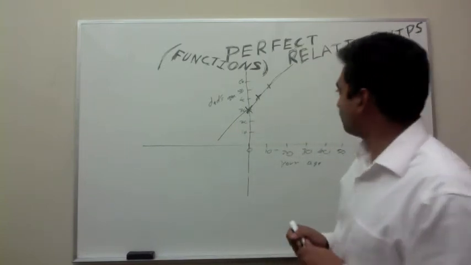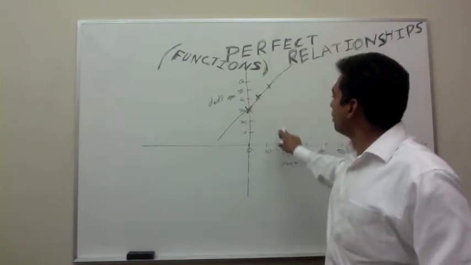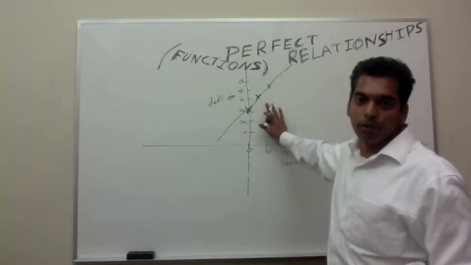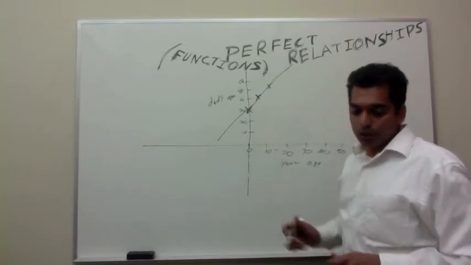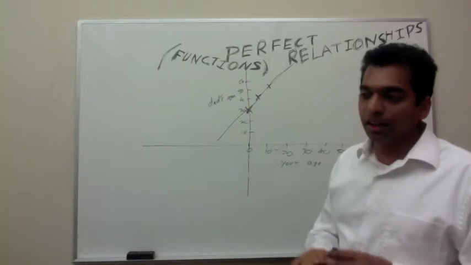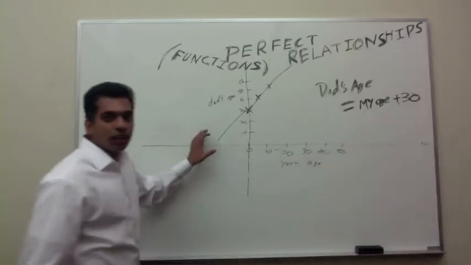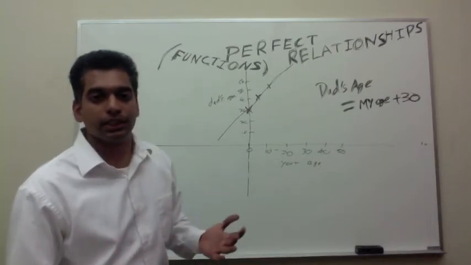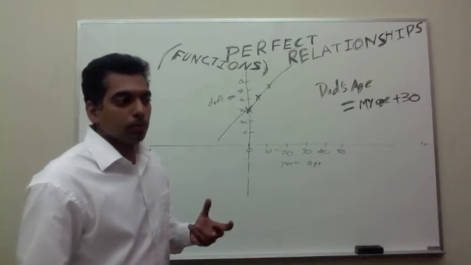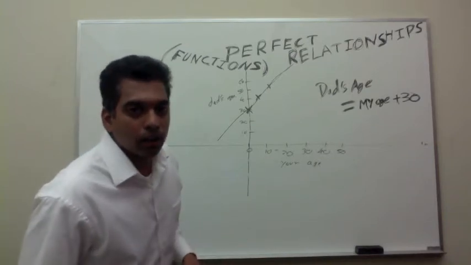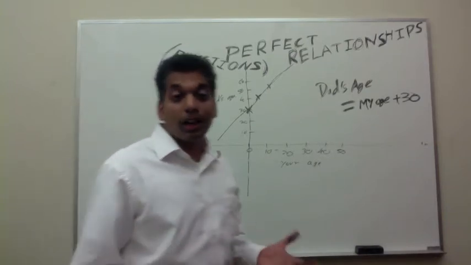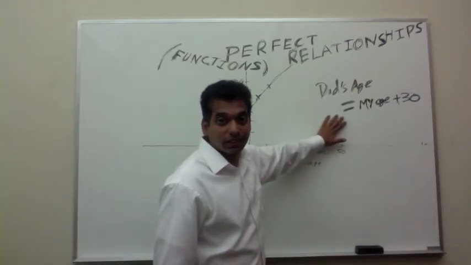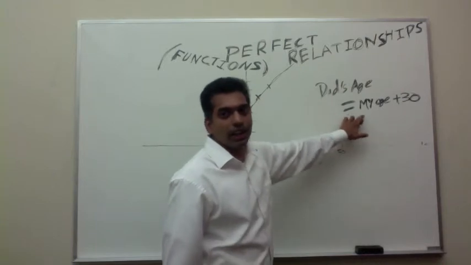Now, here's the trick. There's another way to show this relationship. This is how we visualize it. For those people who are very visual, this is how you do it. For those people who like algebra and all these crazy symbols, that's how you visualize relationships between two things in a graph. But the usual way that mathematicians look at it is something like this. It's called an equation. Okay, dad's age is equal to my age plus 30.